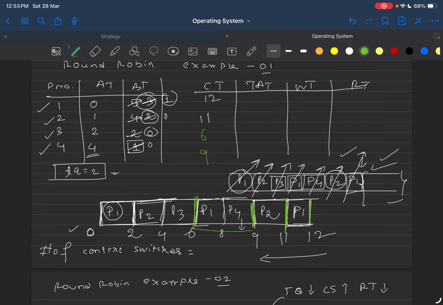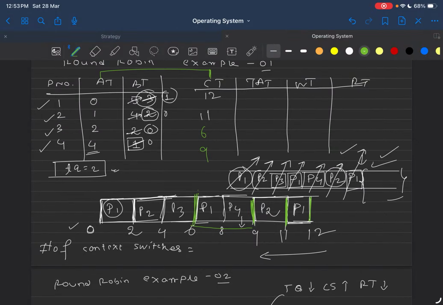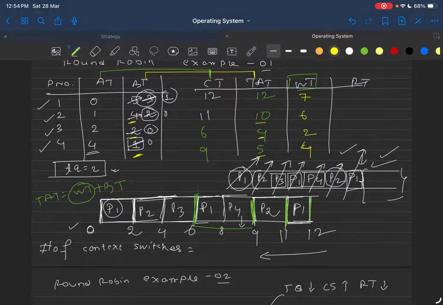So what is the turnaround time? Turnaround time is completion time minus arrival time. So 12 minus 0 is 12, 11 minus 1 is 10, 6 minus 2 is 4, 9 minus 4 is 5. Now let's see wait time. We know turnaround time equals wait time plus burst time. So wait time will be turnaround time minus burst time. So 12 minus original burst time, that was 5, so 12 minus 5 is 7. Then 10 minus 4, how much is it? 6. Then 4 minus 2, how much is it? 2. Then 5 minus 1, how much is it? 4.